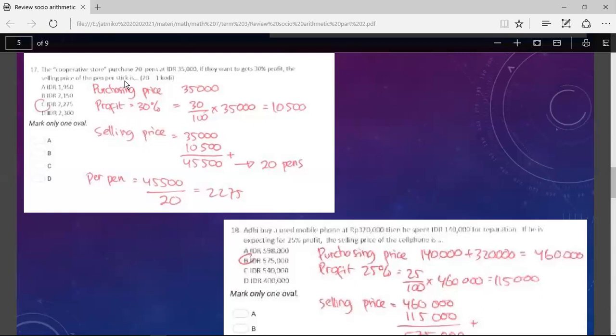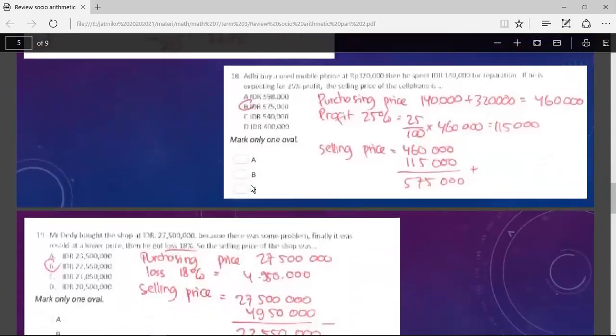So what we have to do is find the price per piece, divided by 20, or however many pieces. 45,500 divided by 20 is equal to 2,275 rupiah, or C. Okay, hopefully that is clear enough. And then we can continue to number 18.